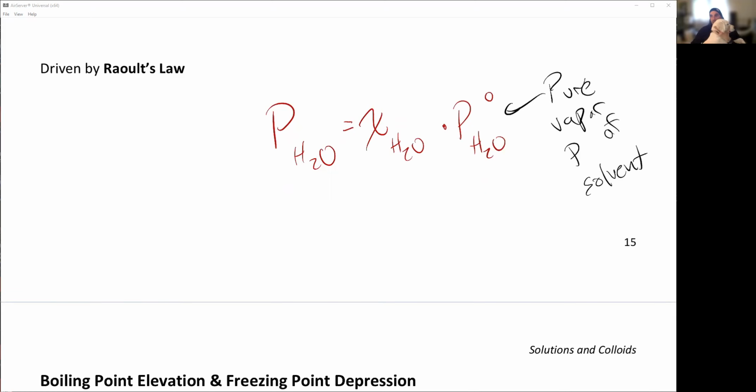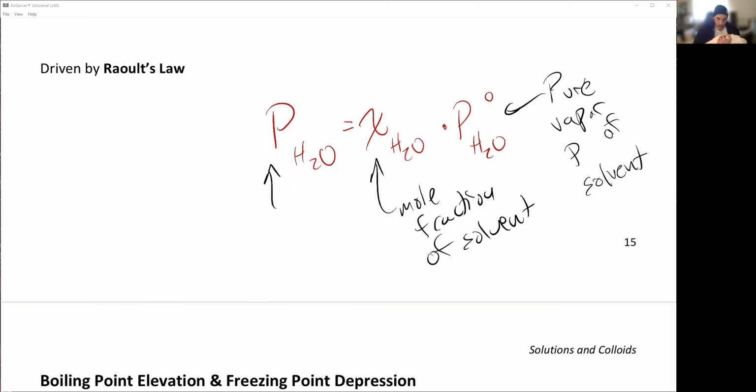Okay, so the pure vapor pressure of the solvent. Chi H2O is the mole fraction of the solvent. And P H2O is the vapor pressure of the solution.